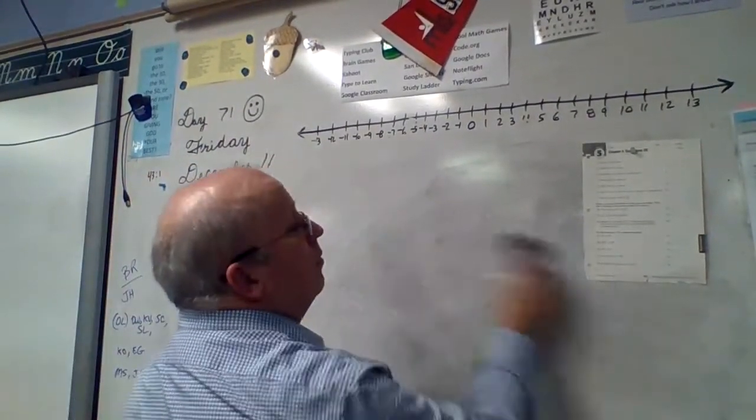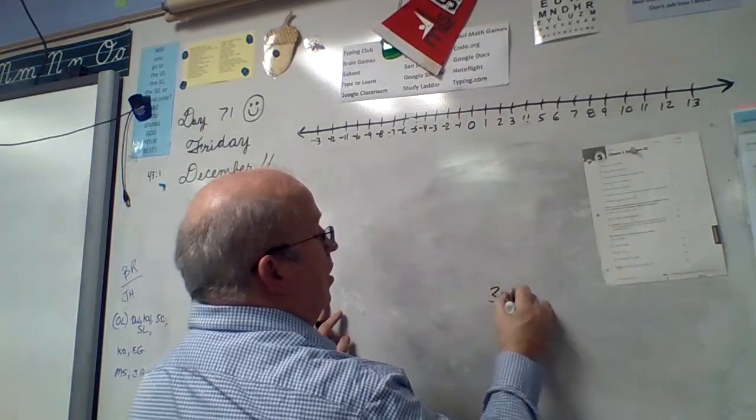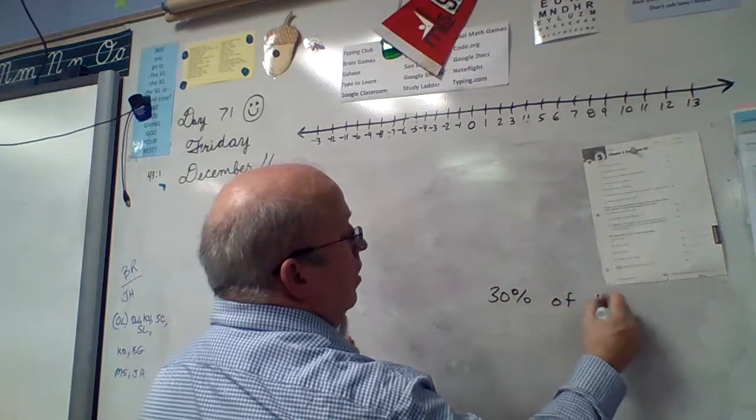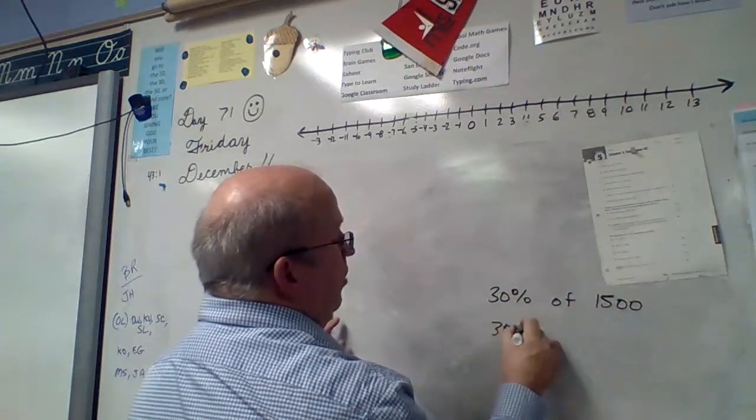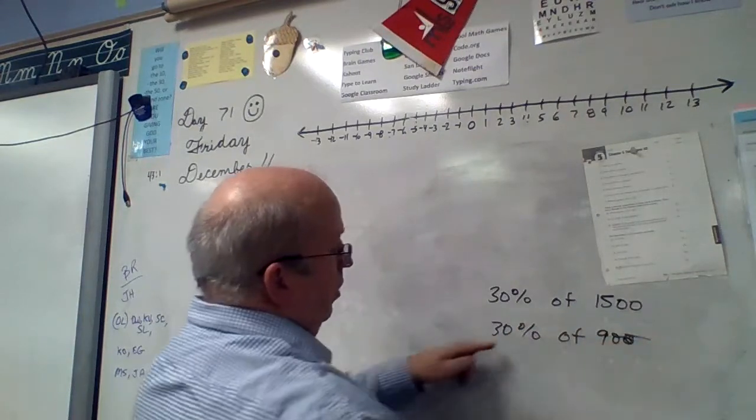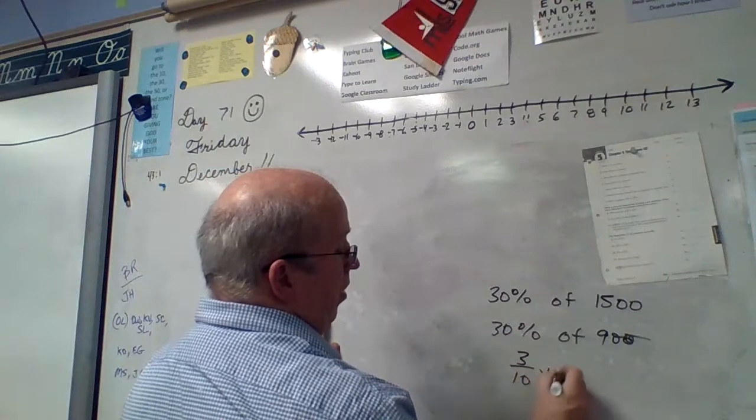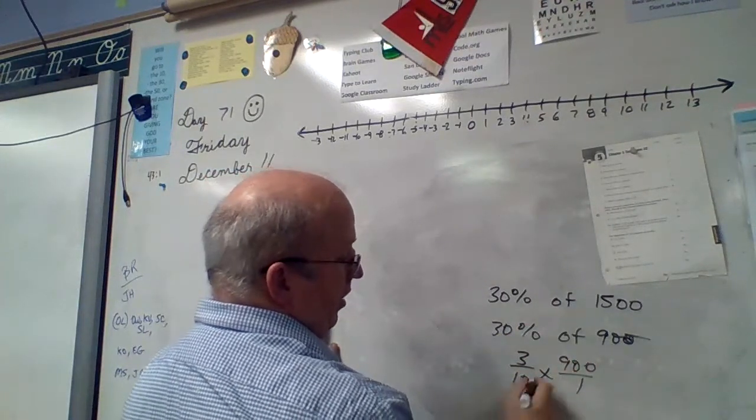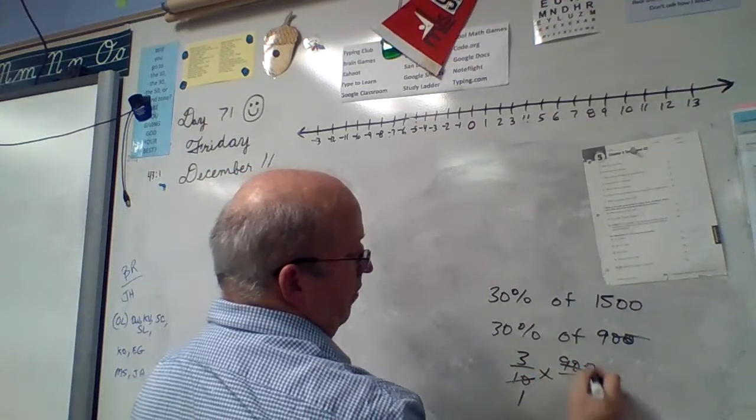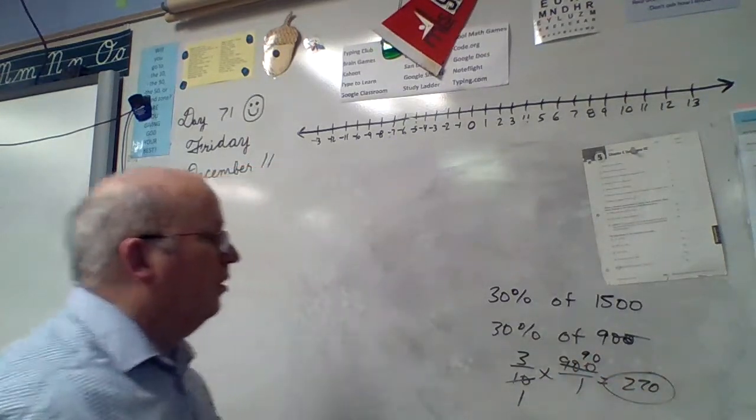Okay, how about number 12 where it says 30% of 1,500? I'm not going to do that one, but I'm going to do 30% of, say, 900. According to that purple table in your textbook, 30% is 3/10. So I'm going to take 3/10 times 900, divide by 10, divide by 10, and I get 270 as my answer there.